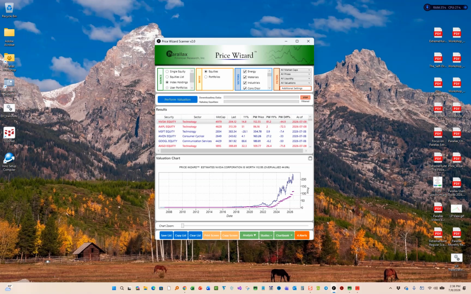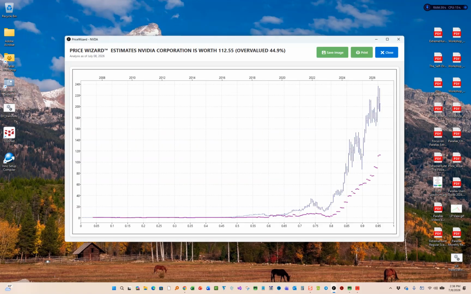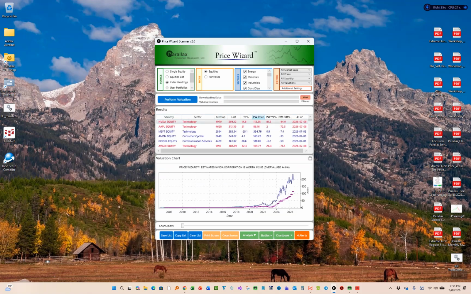So let's blow this chart up so you can see that we have our big pop-out chart, so you can see how NVIDIA's valuations have moved over time. All right, and again, we can sort this just like before. We can go to the as of section here and sort it. We can sort by market cap.